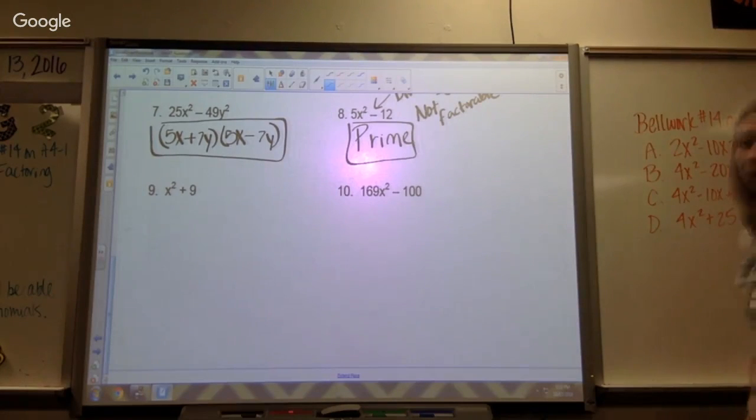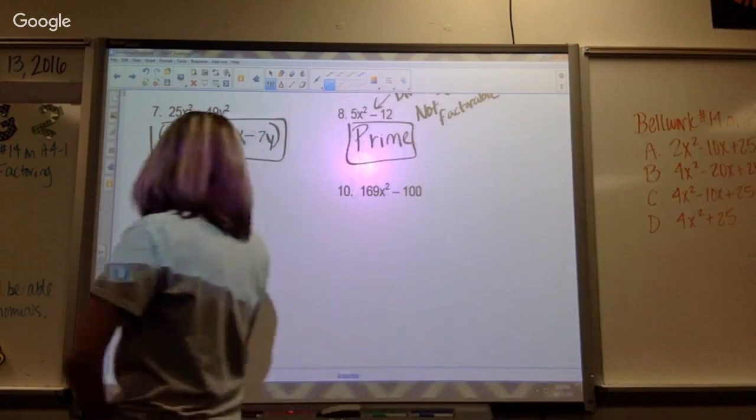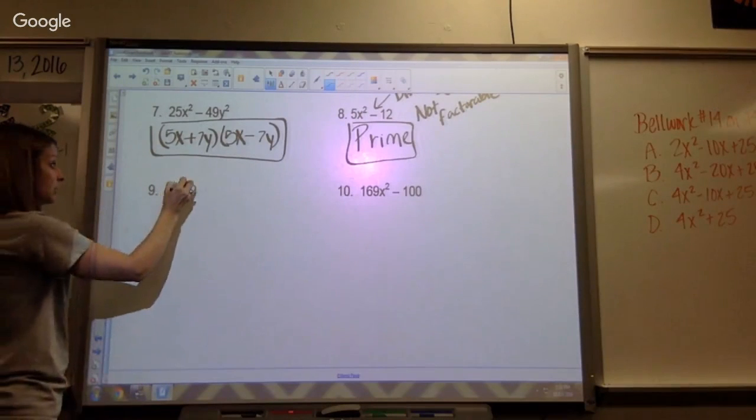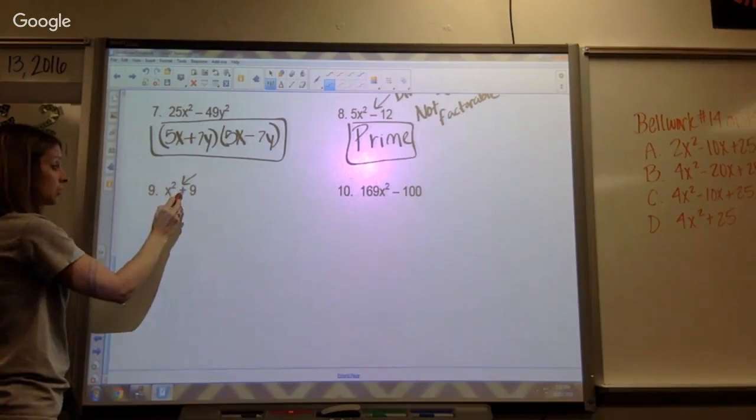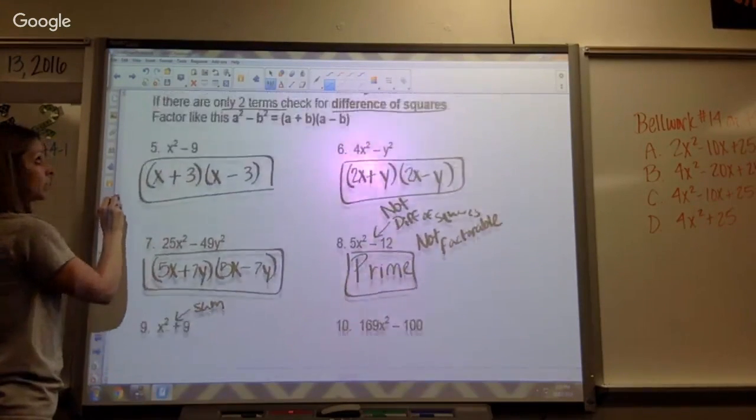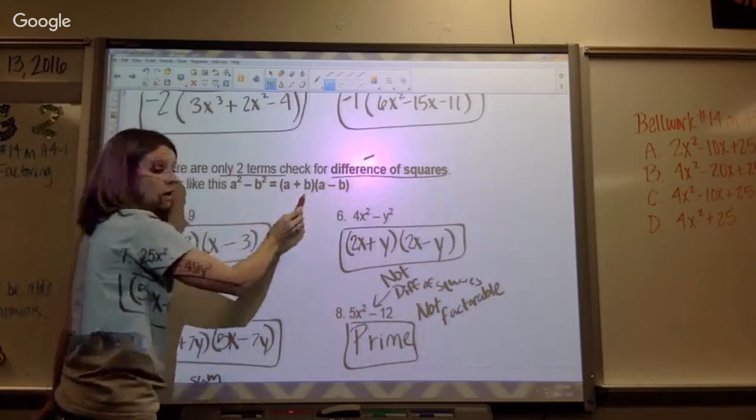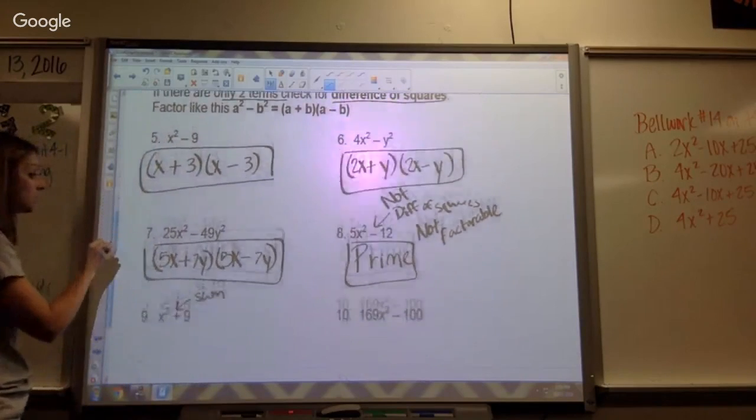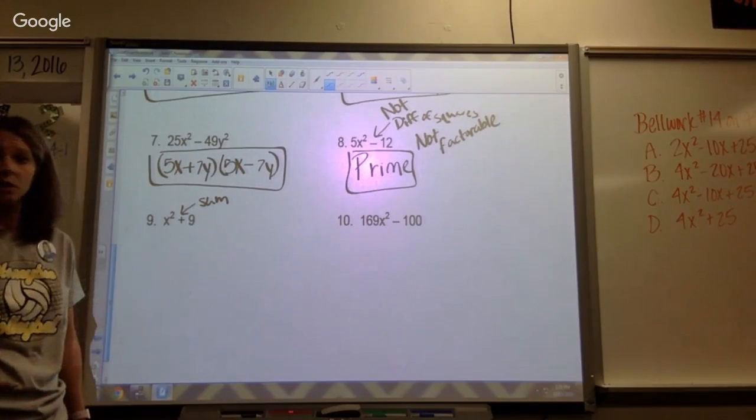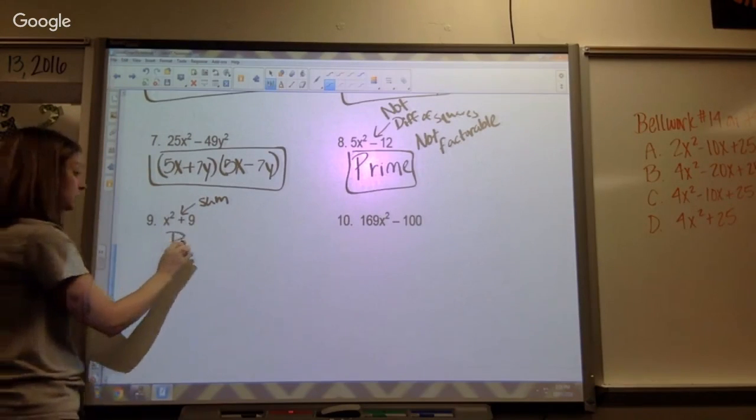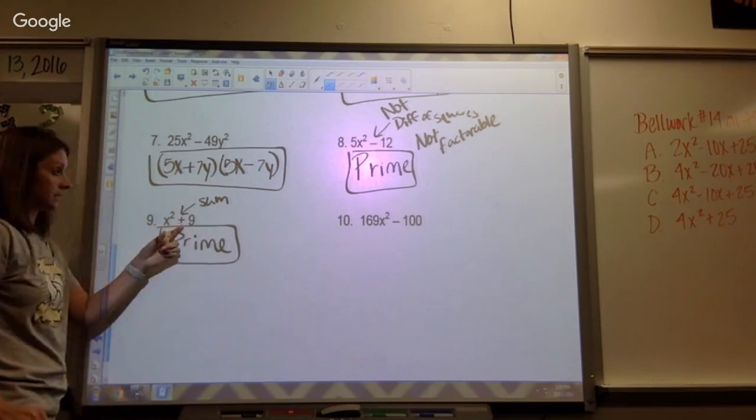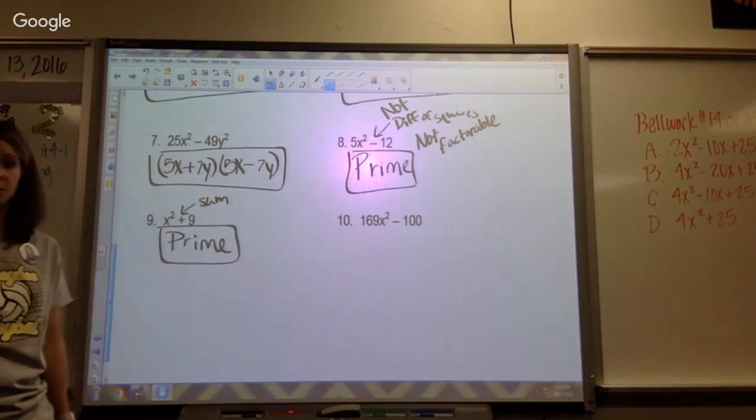Okay, looking at example 9, x squared plus 9. We're checking for difference. Notice difference is subtraction, this is plus, so that's a sum. The only thing it says up here is difference of squares, it works that way. So not sum of squares. X squared and 9 are perfect squares, but that's the sum. You will not be able to factor this. This is prime, because it's a sum of two perfect squares. It has to be the difference.